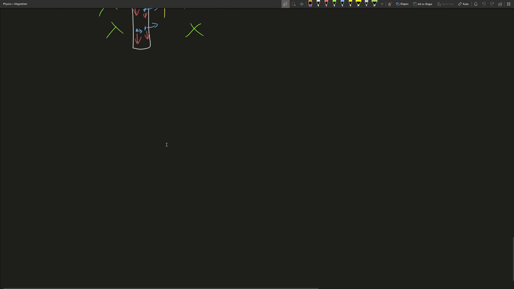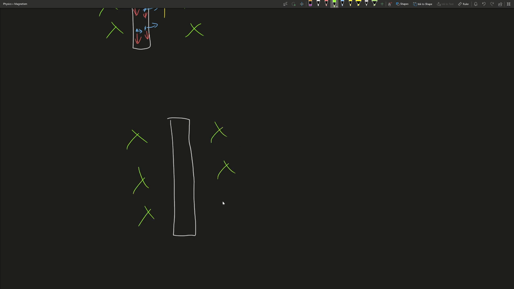And one more way of looking at it is, let's just say that we have again this bar here, and it's in a magnetic field going into the page, and it's moving with a constant velocity in this direction.